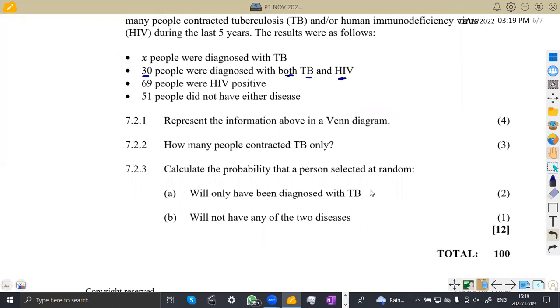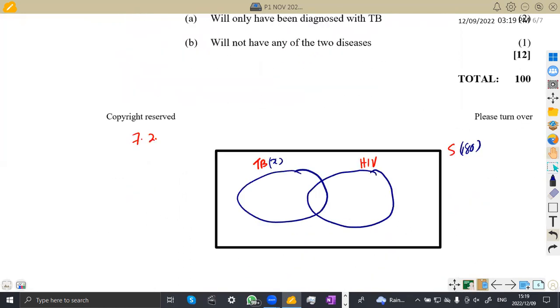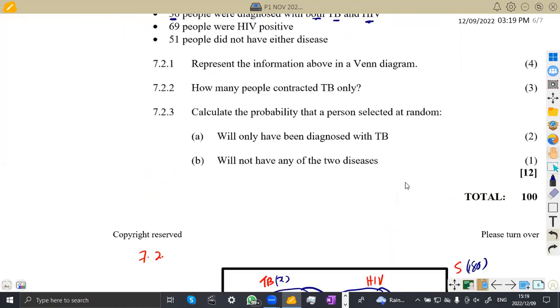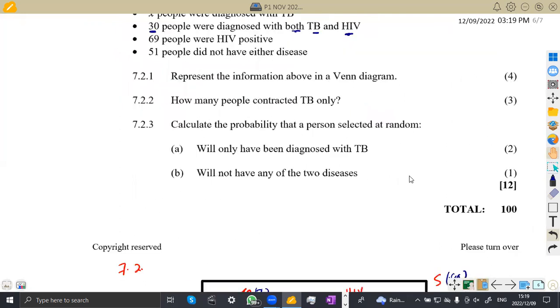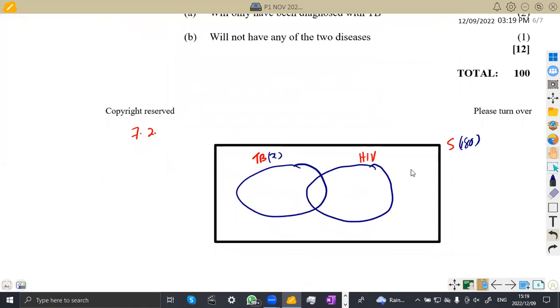If it was written TB only, you substitute where there is TB only here on this point, but this is not TB only, so it's not like that. All right, then we move on. 30 were diagnosed with both. So 30 is going to be on the intersection. This is both TB and HIV. So you indicate your 30 on the intersection here.